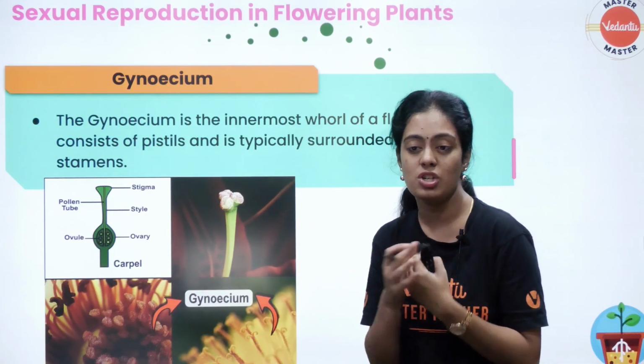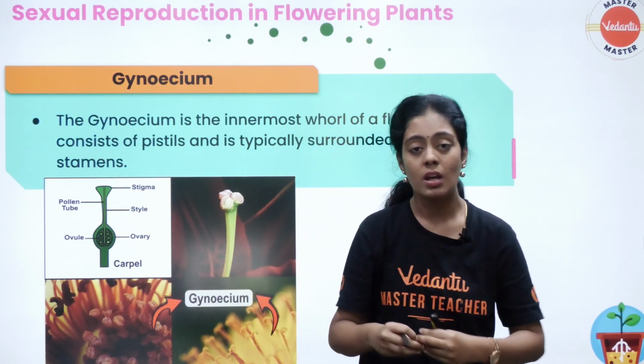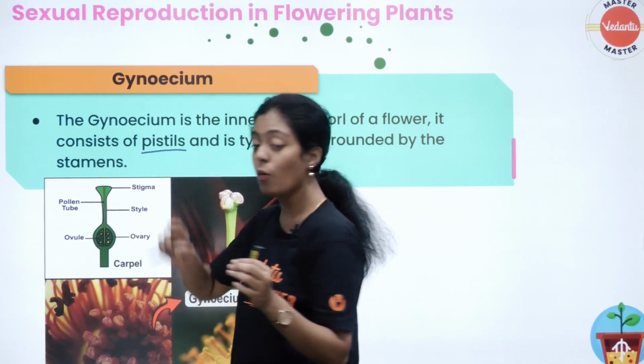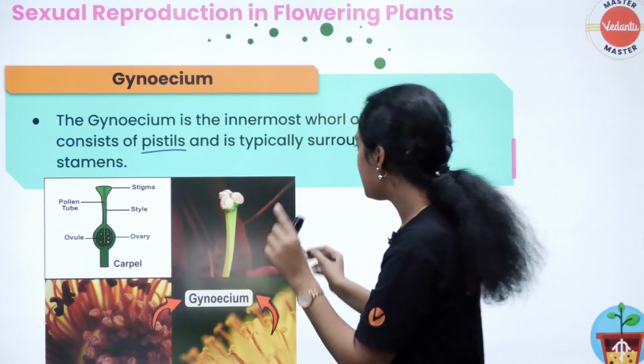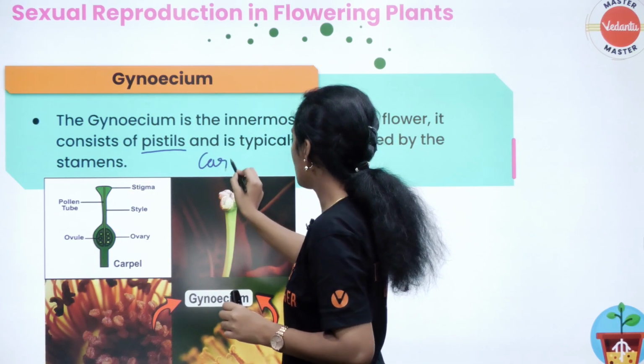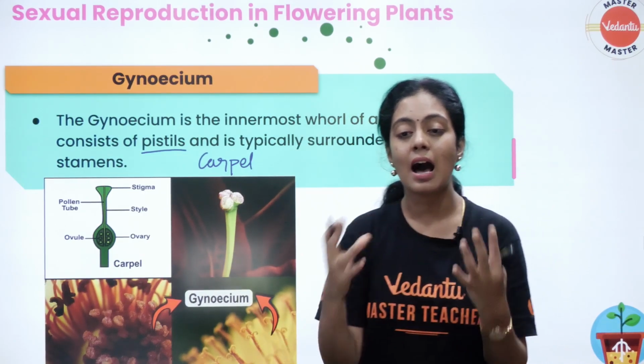Now let's go into the gynoecium. What is the gynoecium? It is the innermost whorl. Okay, so gynoecium consists of what? Pistil. Androecium consists of what? Stamen. Okay, this pistil we also call the carpel. What do we call this pistil, children? Carpel.